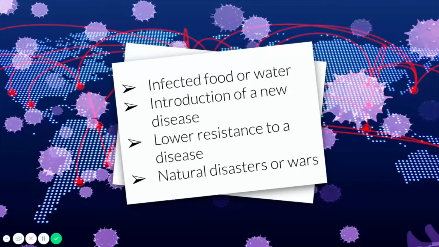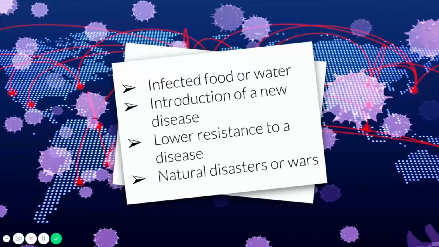Third, lower resistance to a disease. If a place is experiencing things like food shortages, no healthcare, or healthcare that's not accessible, the people there could be easily susceptible to a virus, causing a pandemic.